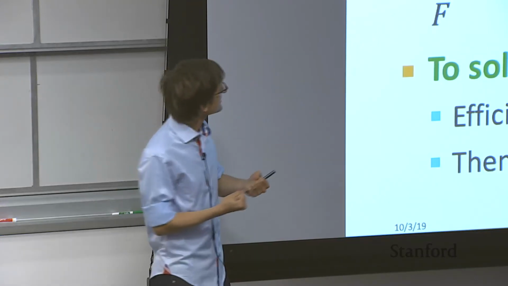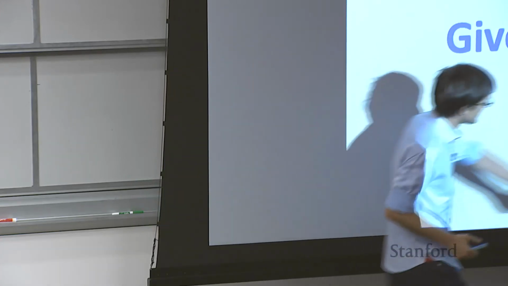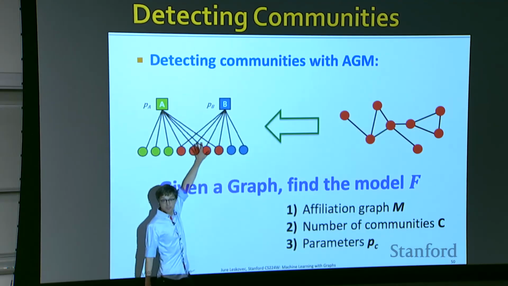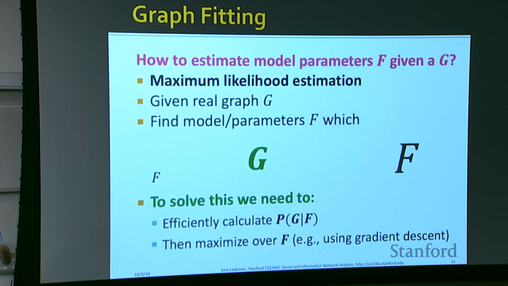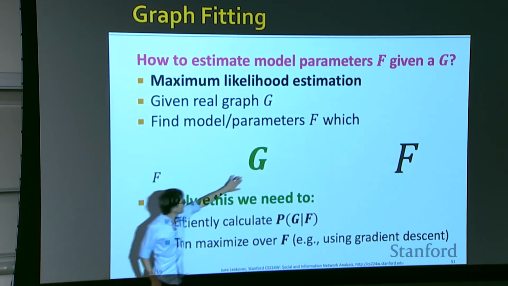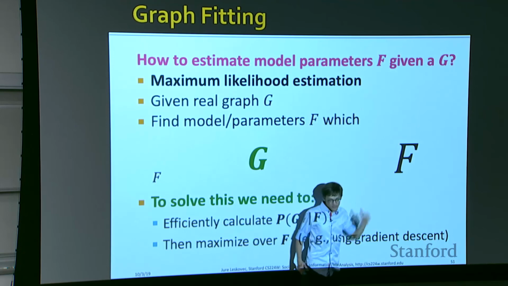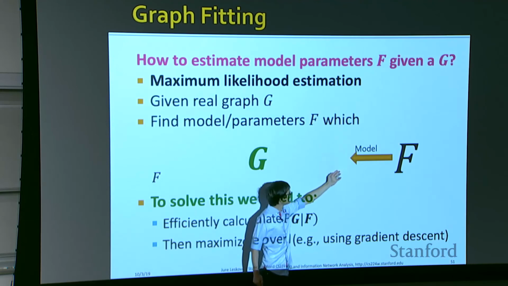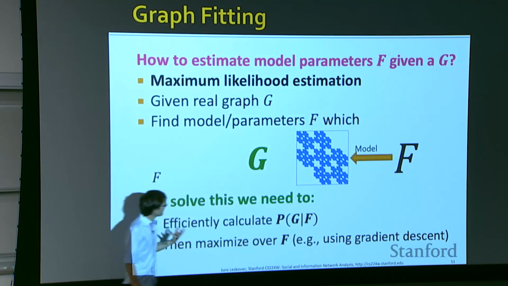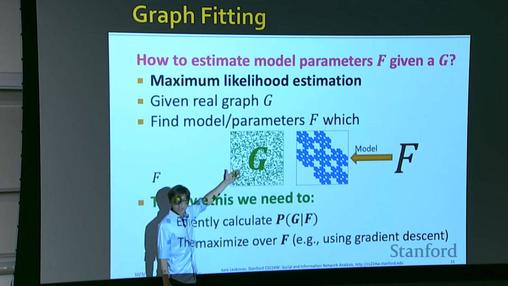So the question is, how do I estimate model parameters of my model F, right? In my case, model parameters are essentially specifications of this graph. How do I discover them? The way I will do this is to apply what is called the maximum likelihood principle, where I will be saying, I'm given a real graph, and my goal is to find model parameters, here they are, such that if I take my model and use it to generate a graph, then the graph I have generated is as similar as possible to the real graph.